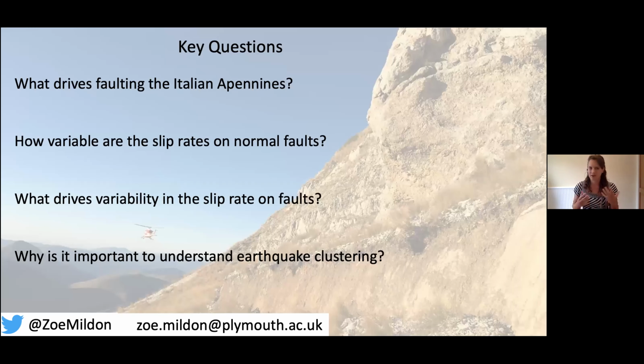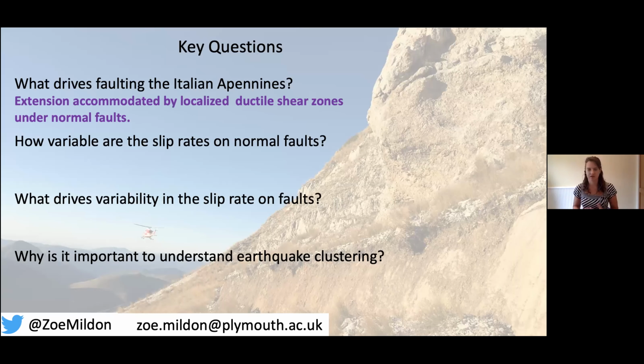So when I'm giving talks, I always like to start off with my key questions and give the answers, so you can see where the talk is going. So I'm going to start off by talking about what actually drives the normal faulting in the Italian Apennines. And what we believe is that the Italian Apennines is a zone of extension, and that extension is accommodated by normal faults and underlying shear zones.